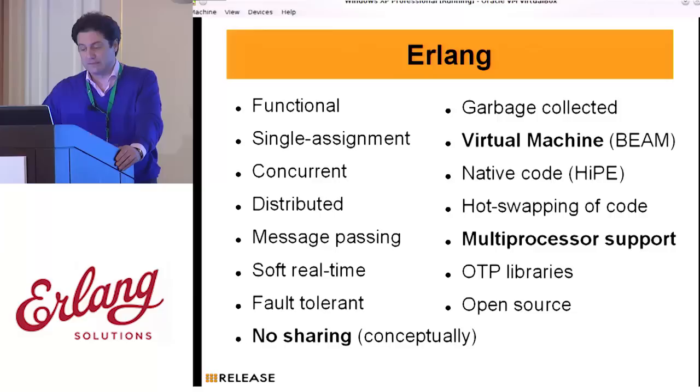It has garbage collection. It comes with a virtual machine implementation. It's called Beam. And those of you that are following the Erlang question list, you can see that there are some issues there. Then it also comes with a native code compiler, which is integrated into the Erlang OTP system these days, the HiPE compiler. It supports hot swapping of code. It has had multiprocessor support for quite a year now. It comes with various libraries that should or should not be called OTP, but they are. And it's an open source system.